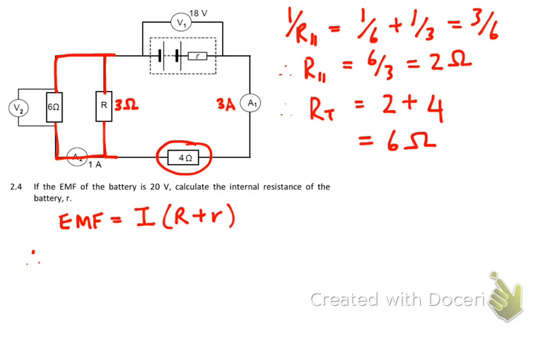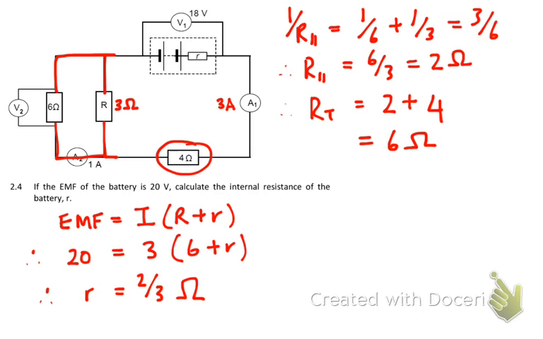If we now apply our EMF formula, we know that EMF is 20, we know the total current is 3, total resistance is 6, and that allows us to solve for internal resistance little r as 2/3 of an ohm.